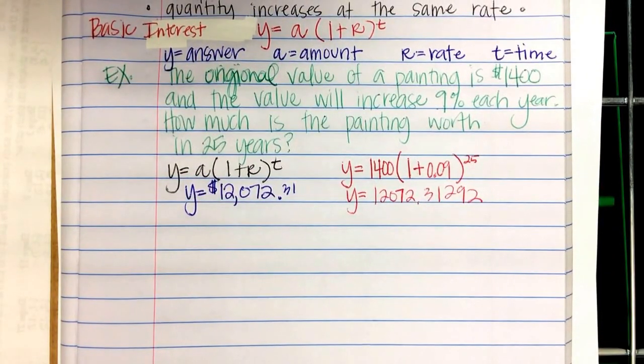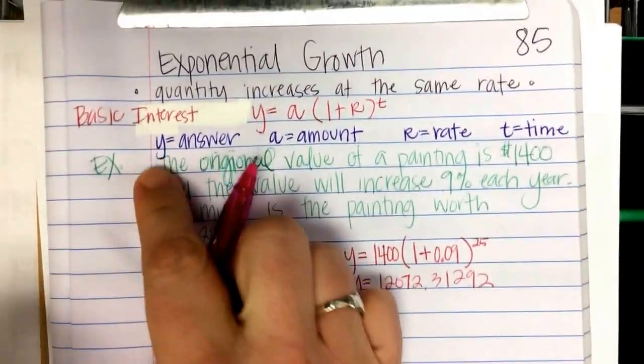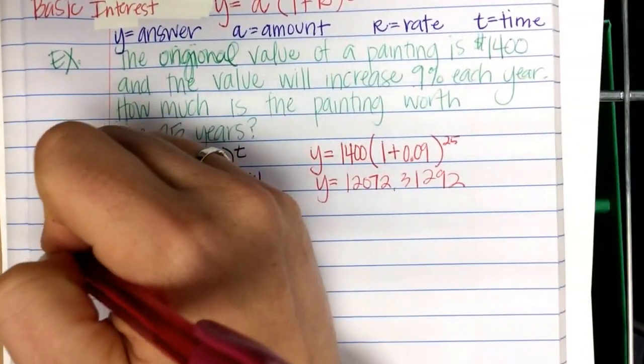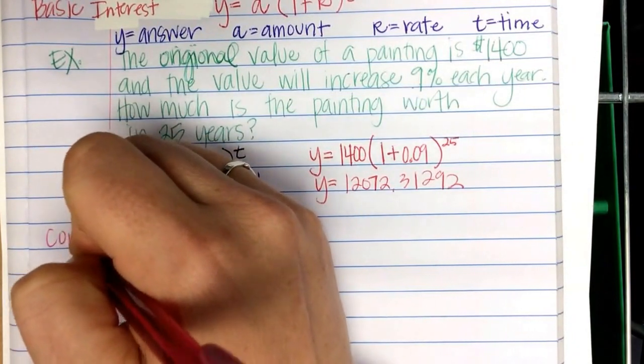All right, so compound interest is the next one. So basic interest, this is the formula you use. Compound interest.